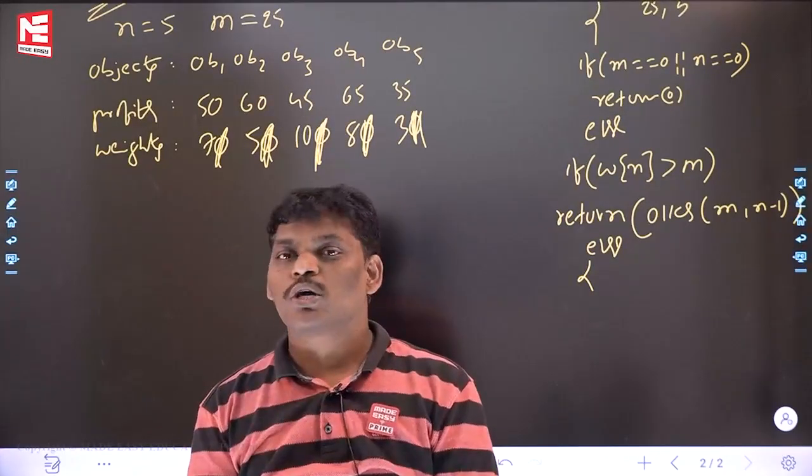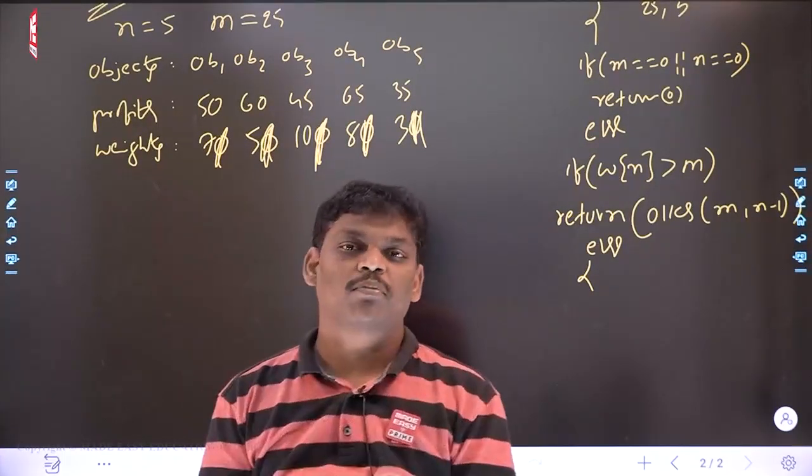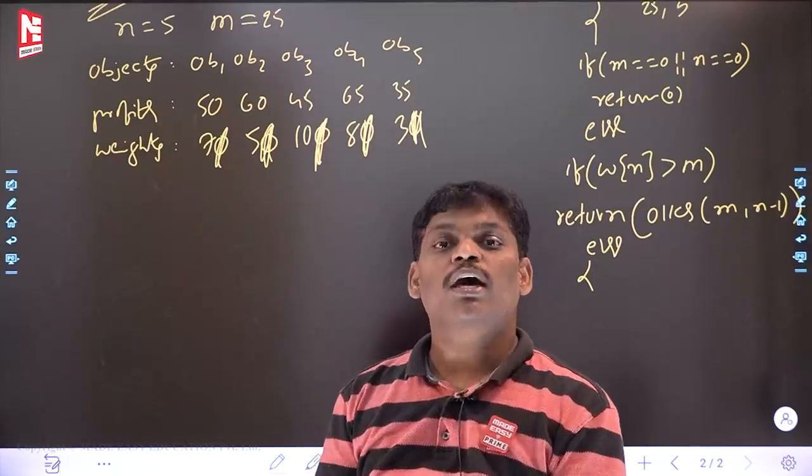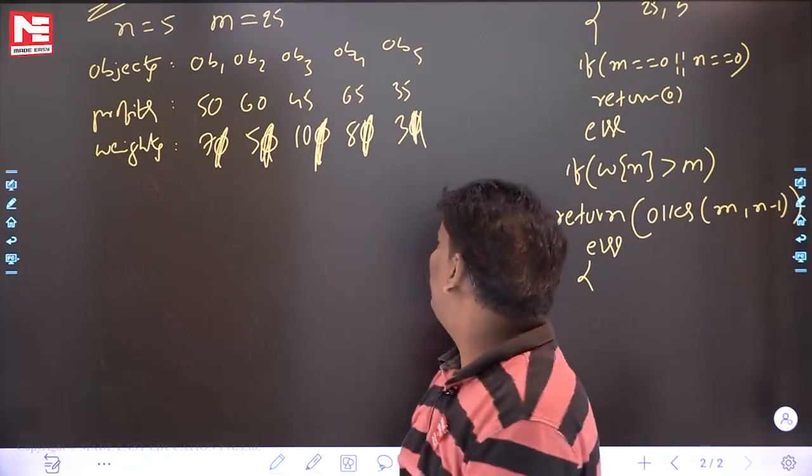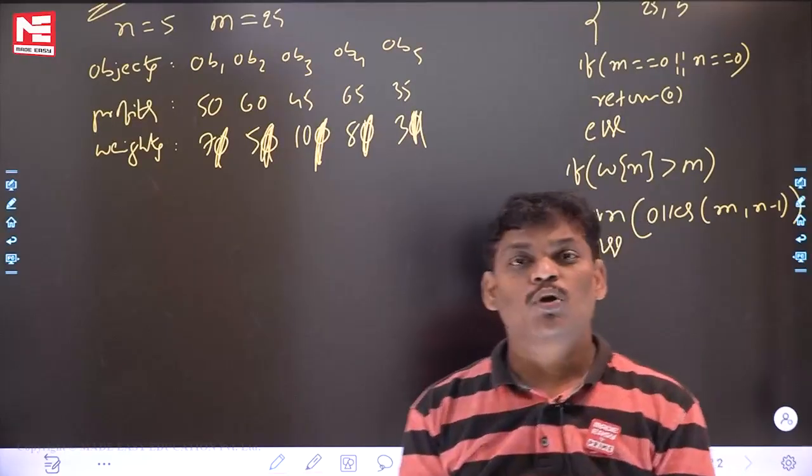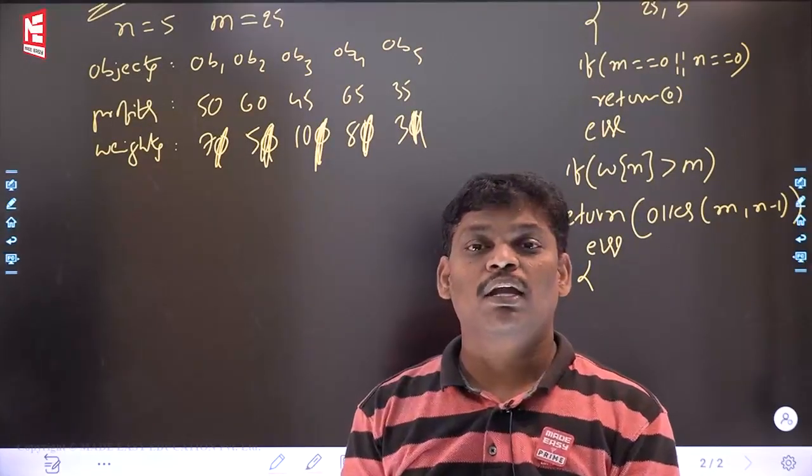Maybe the next shop may give 90,000. You are in a dilemma. You don't know what you have to do. Is it profitable or not? You don't know. Can you help me know what the answer is? What is dynamic programming? Dynamic programming never guesses.